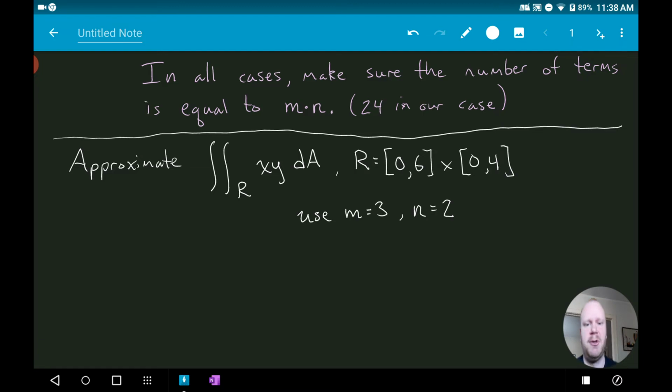So I'll give us some nice short numbers for this. Here our f of x and y is just going to be x times y, and our x is in between 0 and 6, and y is in between 0 and 4.